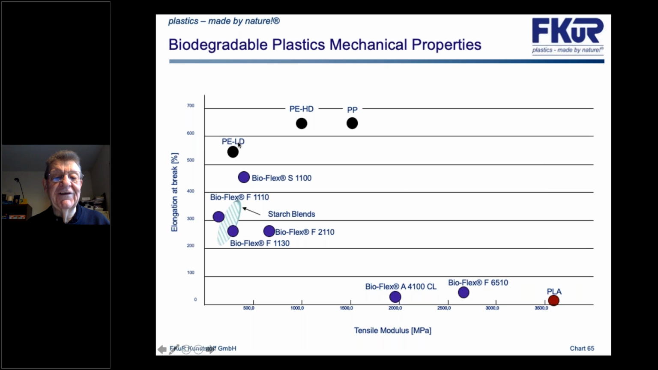This is the properties for elongation versus modulus. For polyolefins, PLA's out here. It's very brittle, high stiffness. But by compounding and so on, you can now make all these different types of compounds to give you intermediate properties, whatever you want. And also starch blends come in. Many of those also contain PLA, and come into the same area.